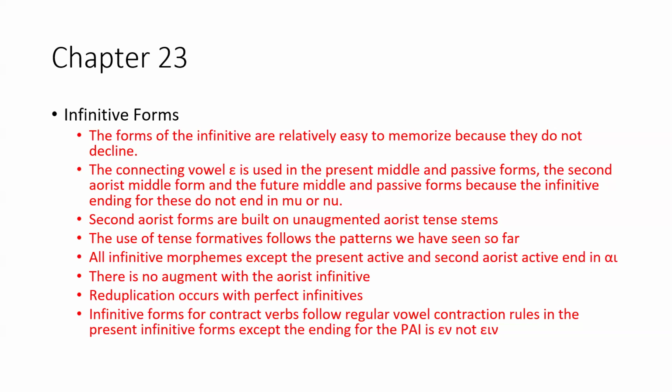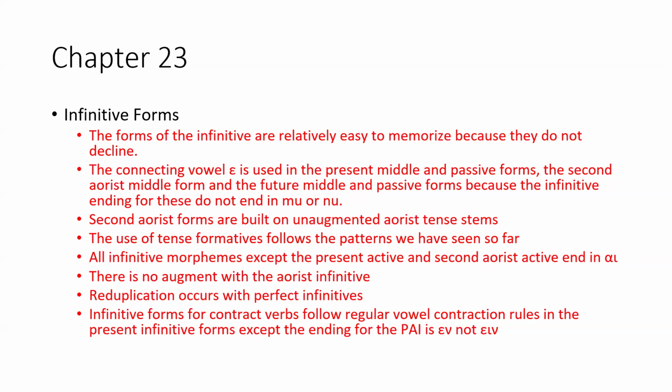So the forms are relatively easy to memorize because they don't decline. Connecting vowel epsilon is used in the present middle and passive forms, the second aorist middle form, and the future middle and passive forms because the infinitive ending for these do not end in mu or nu. Second aorist forms are built on unaugmented aorist tense stems. The use of tense formatives follows the patterns we've seen so far.